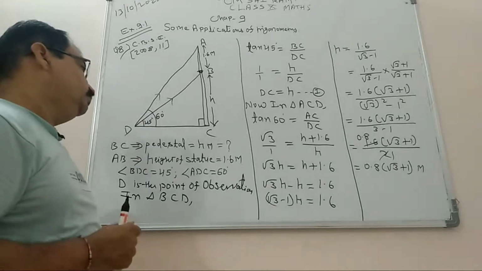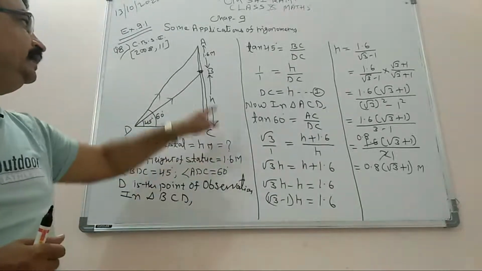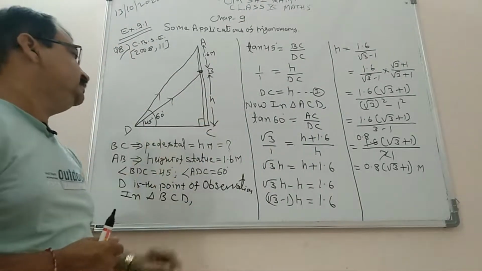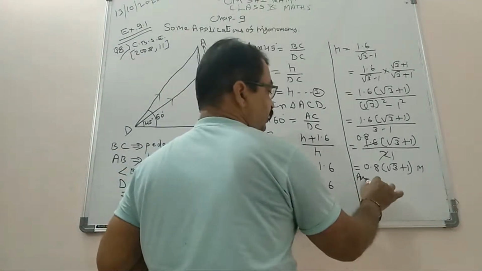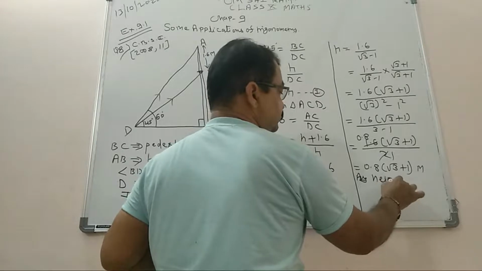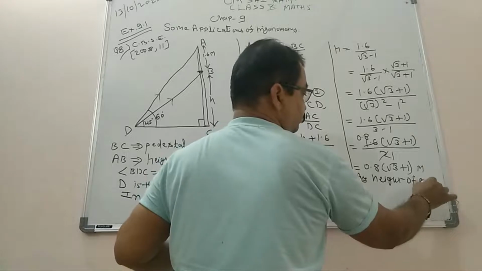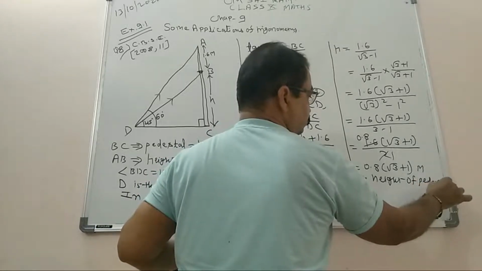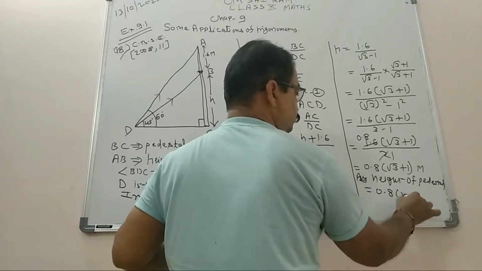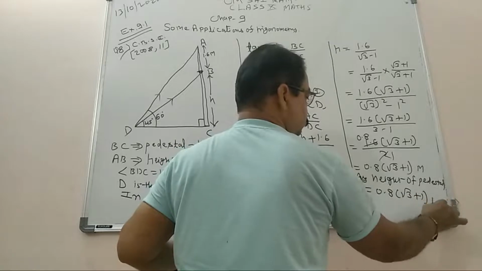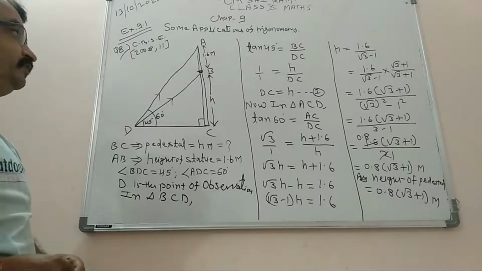Okay, children? So what is the h? What value did we get here, children? We are getting the value of h. And what is the h here? BC. And what is BC here? The height of the pedestal. So simply you will write the answer here: the height of the pedestal, or you can write the required height, is equal to 0.8 into root 3 plus 1 meters, children. Clear?